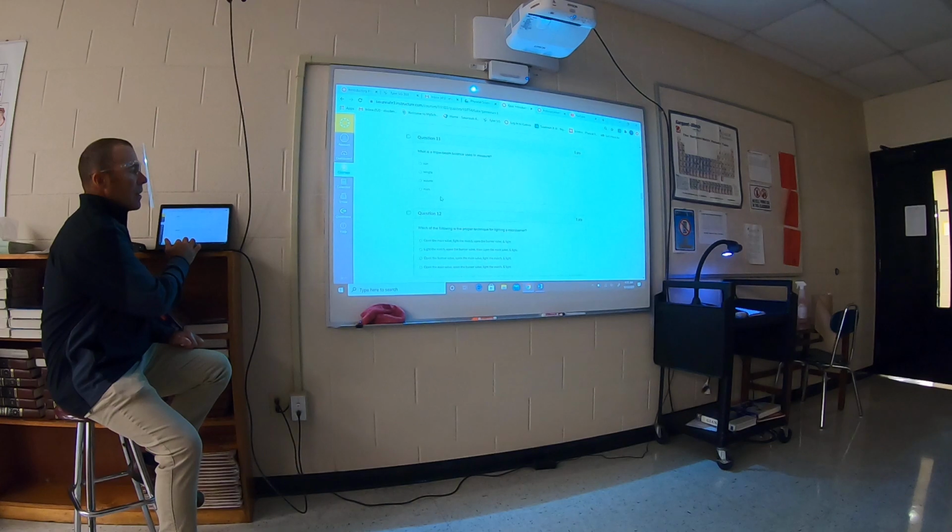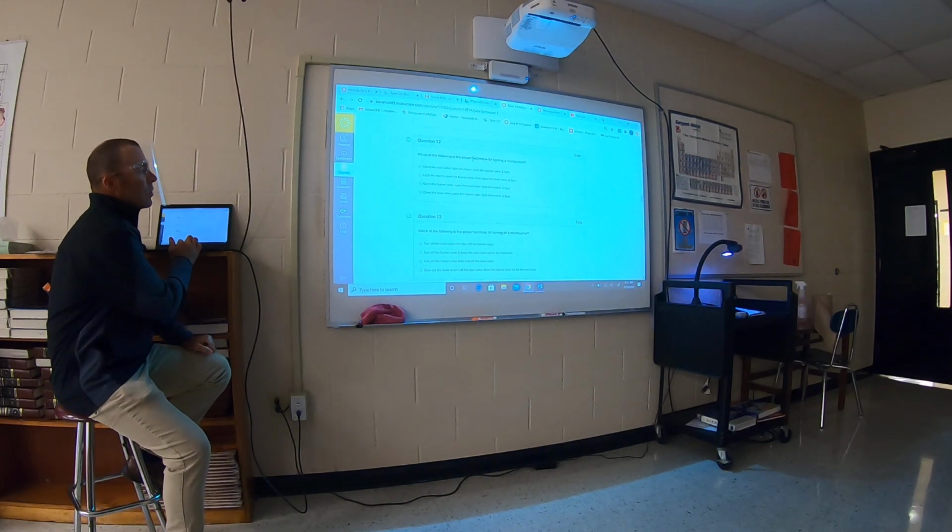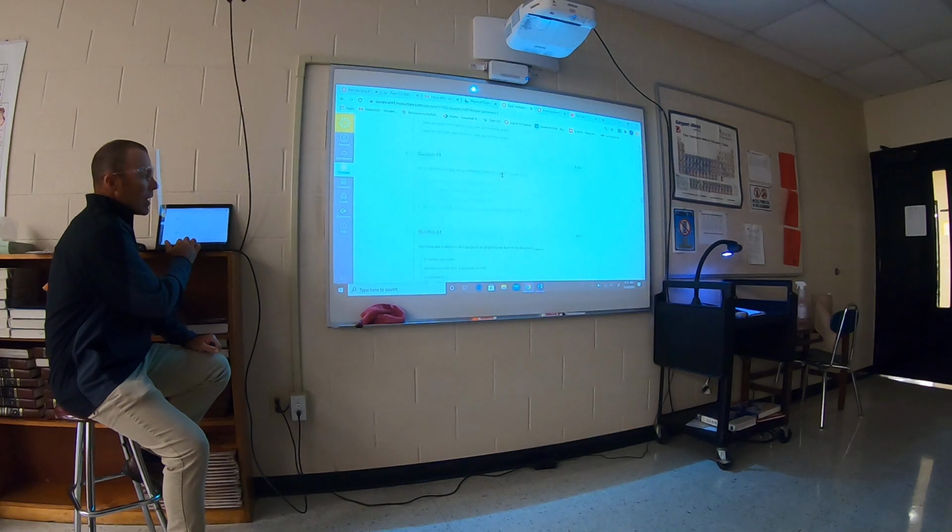What's the triple beam balance used to measure? That's mass. Which of the following is the proper technique for lighting a microburner? You open the main valve, light the match, open the burner valve, and then light it. And then what's the proper way to turn it off? You turn off the main valve and you turn off the burner valve. As far as eye protection goes, you use eye protection anytime chemicals or heat or glassware are used in the lab.